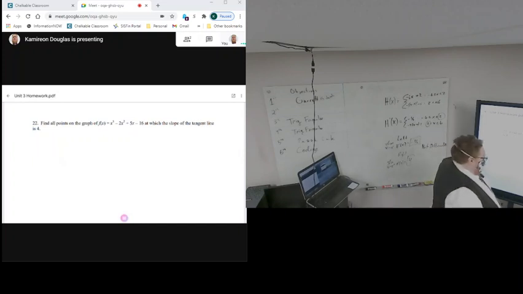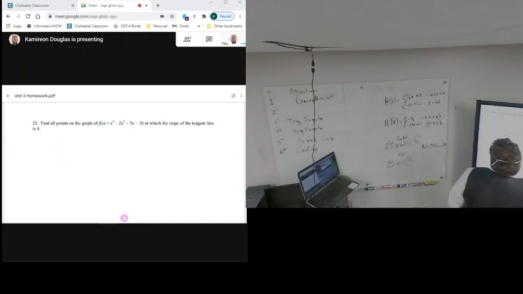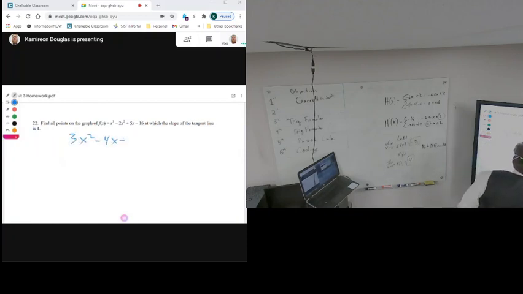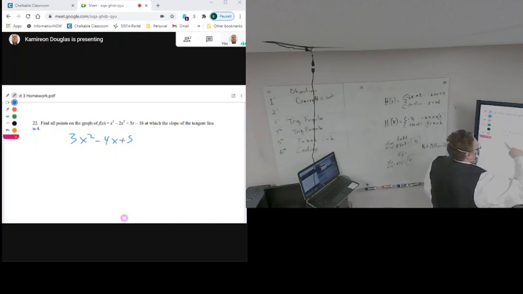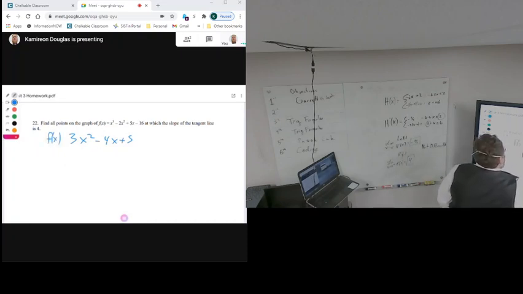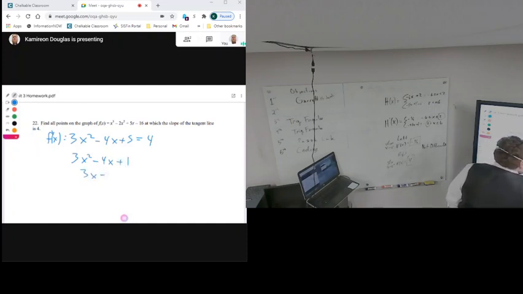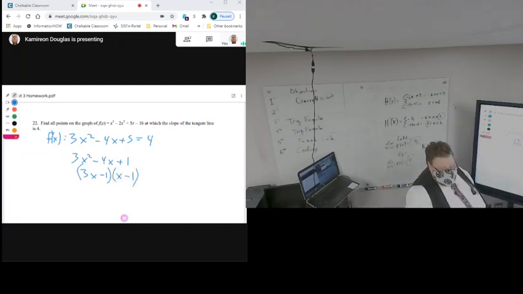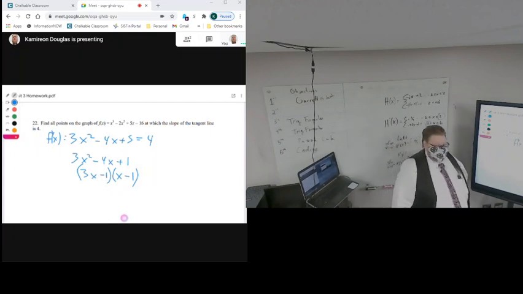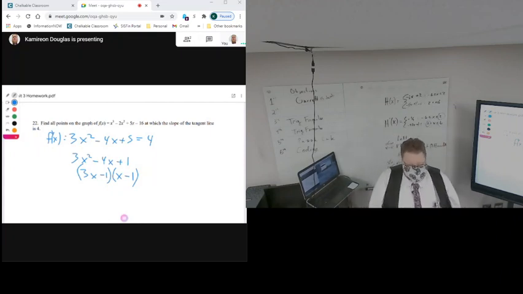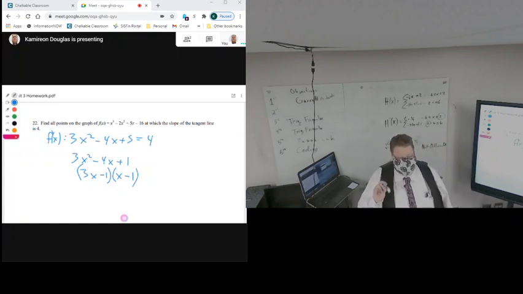I'll do it real quick. Step 1, find the derivative, 3x squared minus 4x plus 5. I want it when the slope is 4, so when f prime of x equals 4. Subtract 4 from both sides: 3x squared minus 4x plus 1. And then factor: 3x minus 1 times x minus 1. So 1/3 and 1. So I said it right. Boom! Still got some skills. Don't rewind the video.